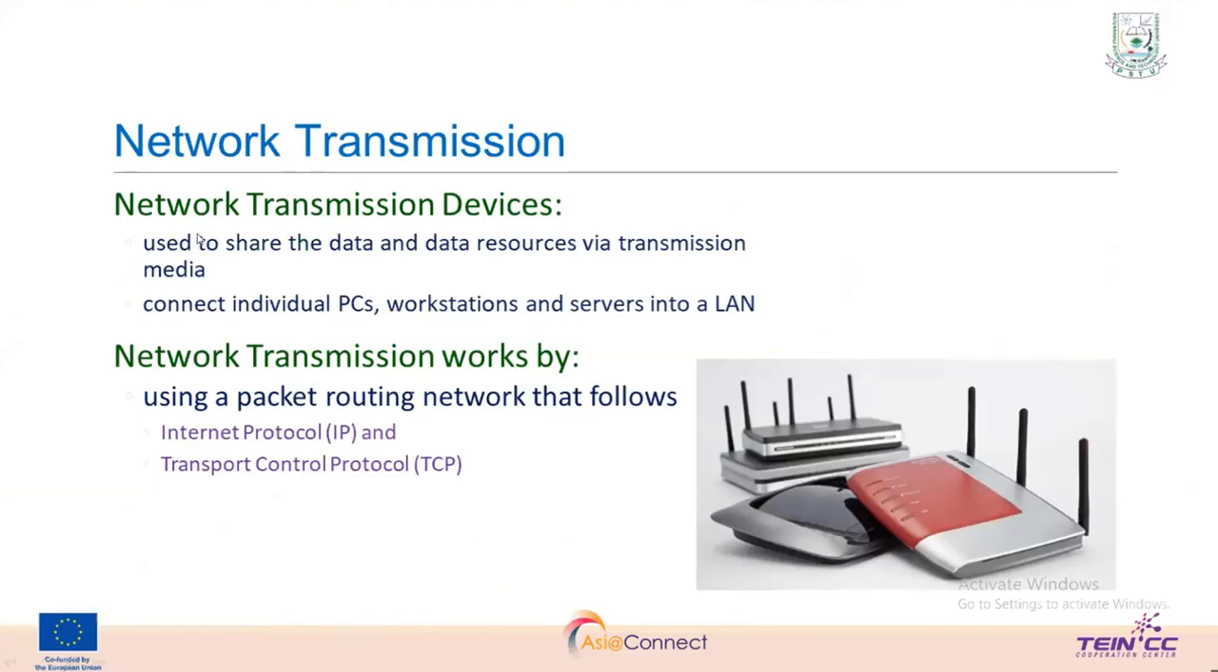Transmission devices. Network transmission devices are used to share data and data resources via transmission media, and connect individual PC workstations and servers into a LAN, or local area network. Network transmission works by using a packet routing network that follows the Internet Protocol, or IP, and the Transmission Control Protocol, or TCP. These are two useful protocols used to transmit data. So network transmission devices will generate or receive data, and network transmissions are arranged by different protocols and use different infrastructure to maintain the whole process.